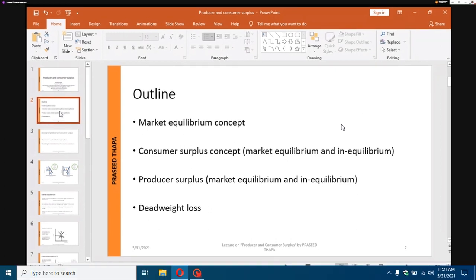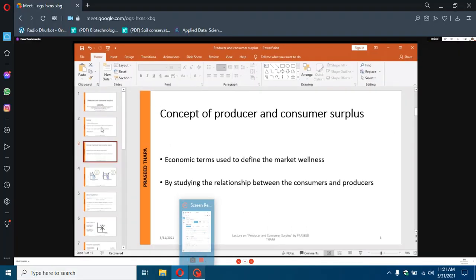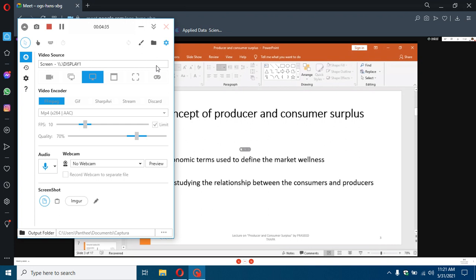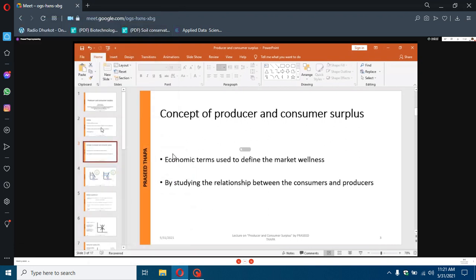Having said that, now someone might be wondering what producer surplus and consumer surplus are, and under what topic we are going to be studying them.